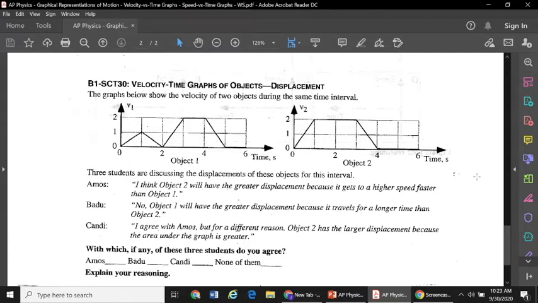So in this problem, B1 SCT30, it says the graphs below show the velocity of 2 objects during the same time interval. And it says 3 students are discussing the displacements of these objects for this interval. And we have our 3 students, Amos, Badu, and Candy. And what I want you to do, as it says in the bottom, is figure out which student you agree with, if you agree with any of them, or say none of them if you agree with none of them, and then explain why. Again, the students are discussing the displacements of these objects for this interval.